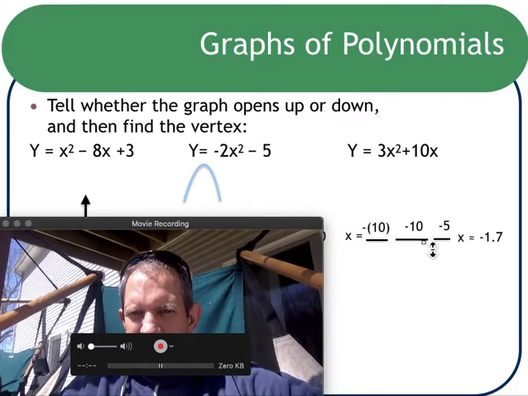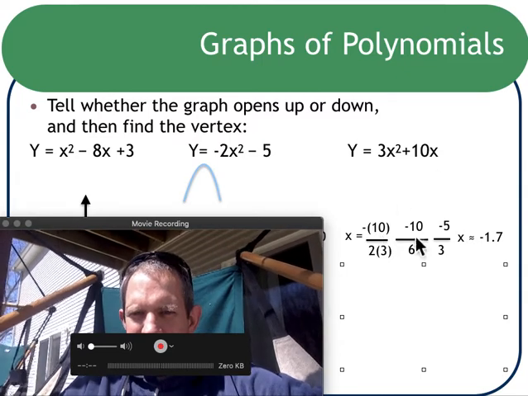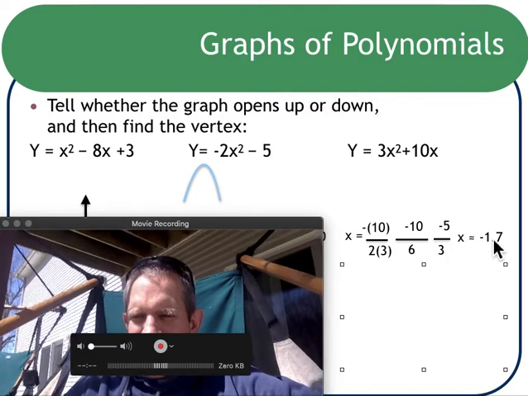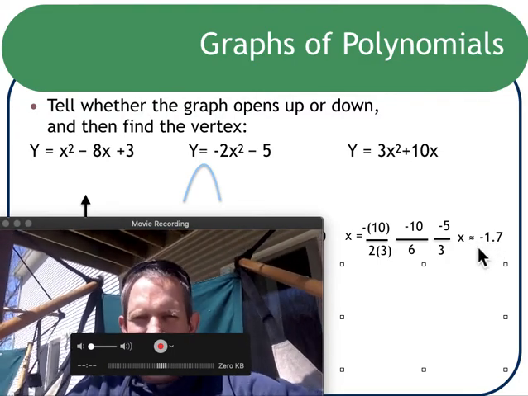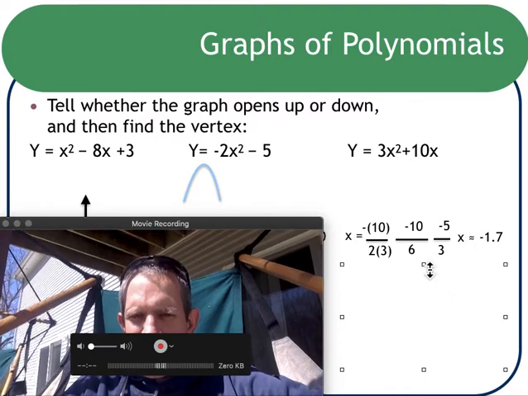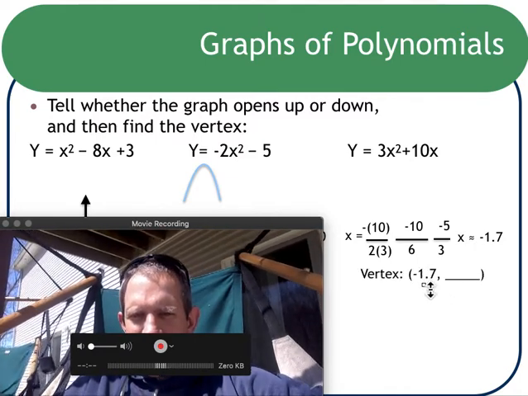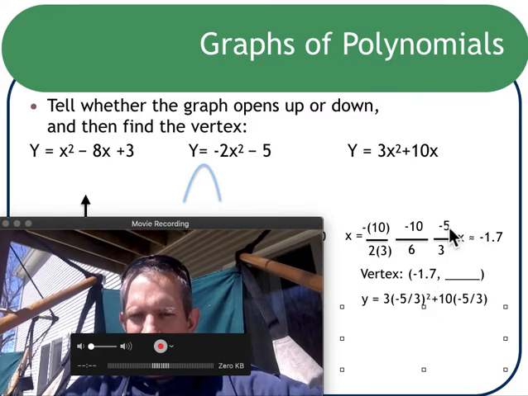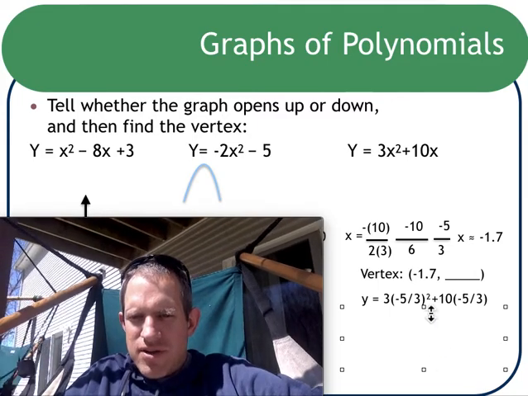So I hope you thought to put in a negative 10 over 2 times 3, which is 6. In this case, that works out to be kind of an awkward number, negative 1.7-ish on the calculator. That happens sometimes. And then to find the rest of the vertex, you plug in that negative 1.7, or I did the exact fraction, negative 5/3, to finish this off.